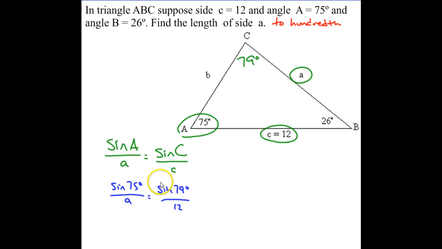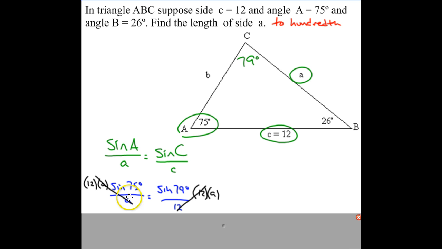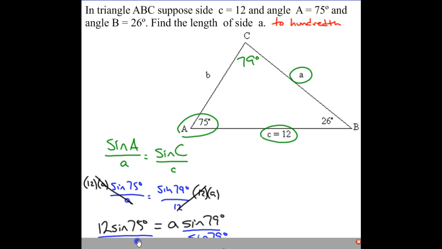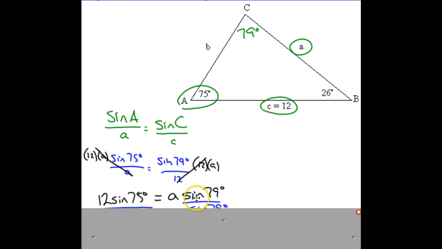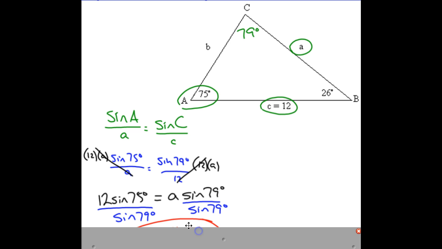At this point, we just need to do a little algebra down here to solve for side A. You're going to multiply both sides by the LCD, the A and the 12. Of course, the 12 divides out on this side, the A divides out on that side. That leaves us on the left side with 12 sine 75 degrees is equal to A times the sine of 79 degrees. Now we're looking to get A by itself, so divide by sine of 79 degrees. Now A is all by itself. These divide out on the right side, excuse me.